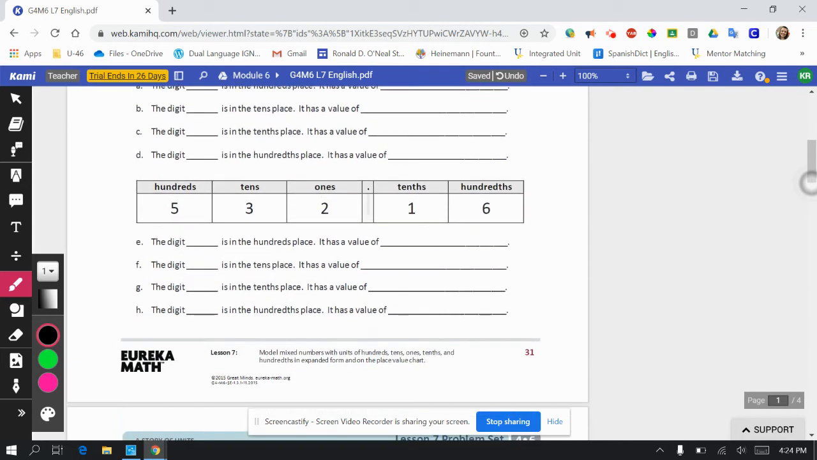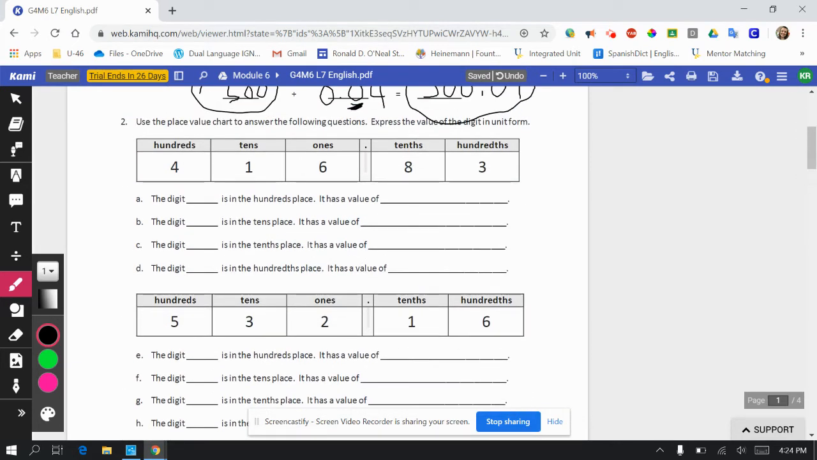Let's move on to number 2. All right, number 2, use the place value chart to answer the following questions. Express the value of the digit in unit form. So the digit is in the hundreds place. It has a value of... So I'm using my place value chart. It's really nice they have it labeled. The digit 4 is in the hundreds place. It has a value of 400.